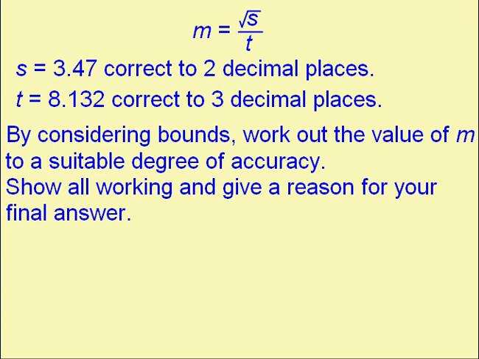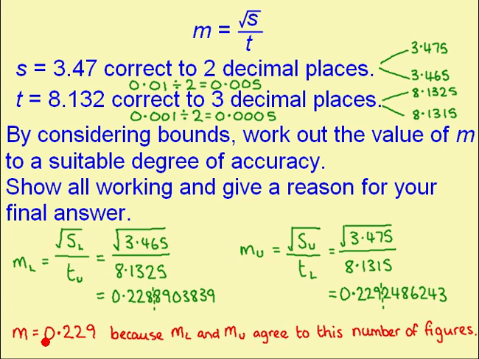Now here's a slightly more difficult question for you. In this one, you've got to work out your upper and lower bound for m before considering the suitable degree of accuracy. Press pause and have a go. When you're ready, press play. Here's the answer. To get this, I calculated the lower bound for m and the upper bound for m, and they both round to 0.229.